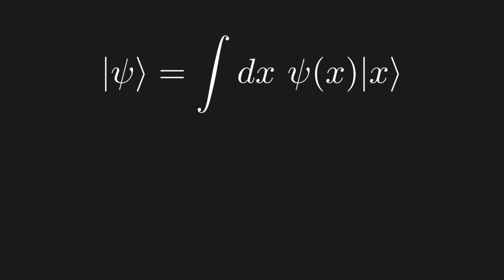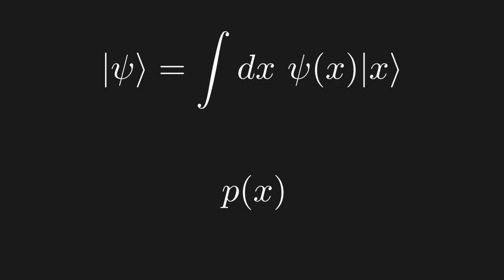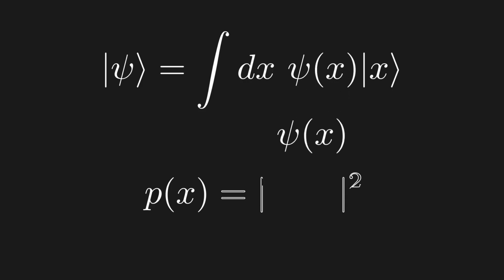Now, we have so far been working with discrete eigenbases, but what about continuous ones? For example, remember that position has a continuous eigenbasis, and therefore our eigenbasis expansion looks like the following. So, what's the probability density of getting a particular position? Well, given the Born rule, we know that the probability density of position is equal to the squared magnitude of the coefficient in front of the eigenstate.